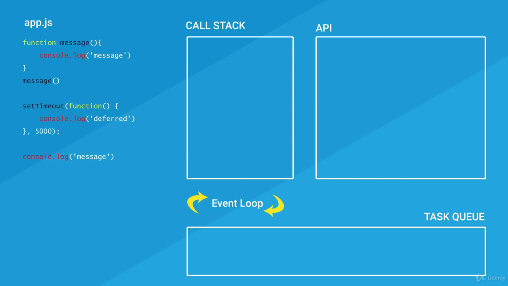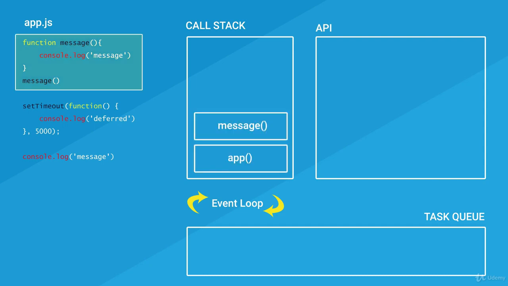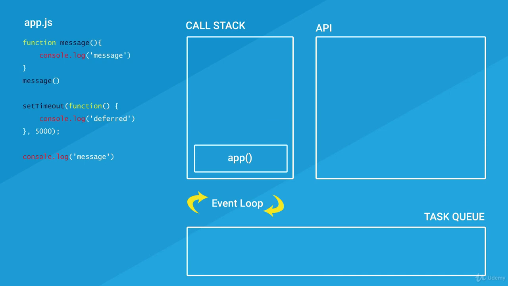So again, we have a function called message with the console log. Then we have a set timeout with 5 seconds, and then just the console log for a message, right? Okay. So the application is going to start. Good. Then we're going to go to the first function, which is message, and we're going to console log the message. Good. Then that message is going to be done. The function, it's done. Good.